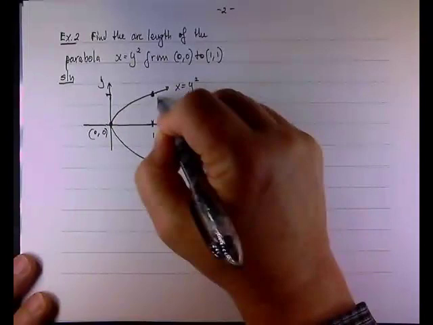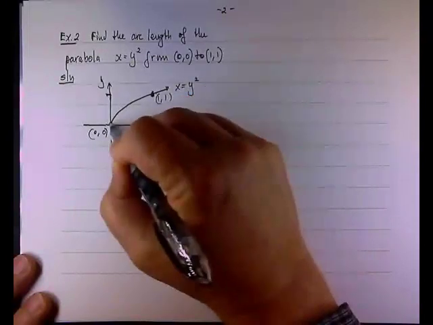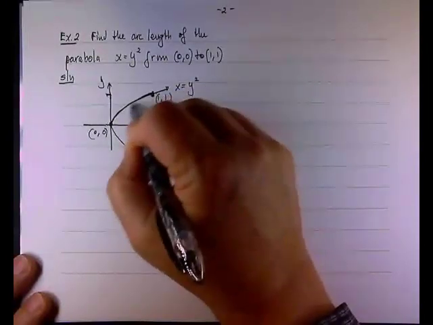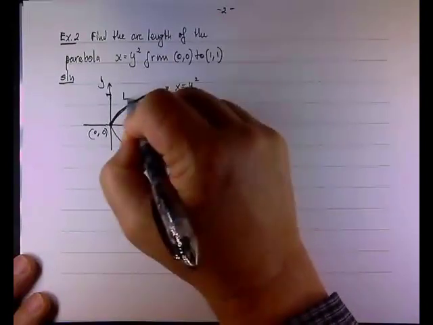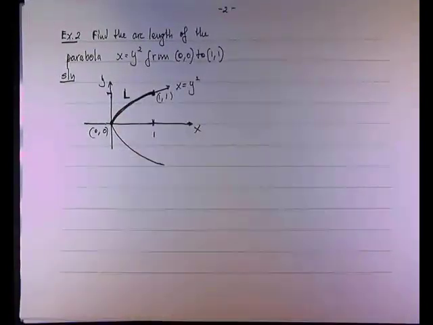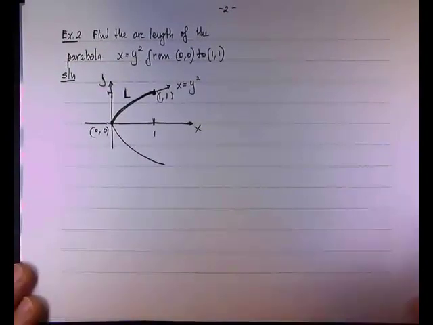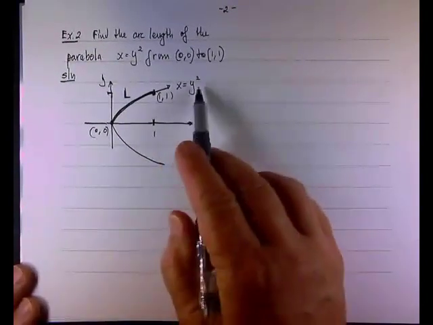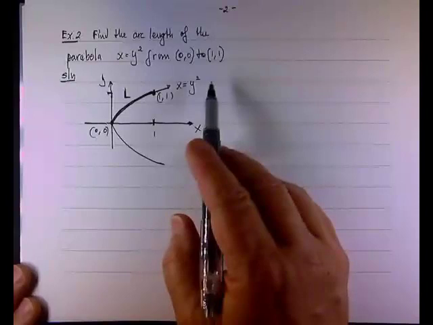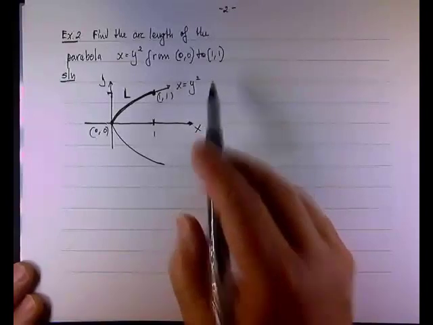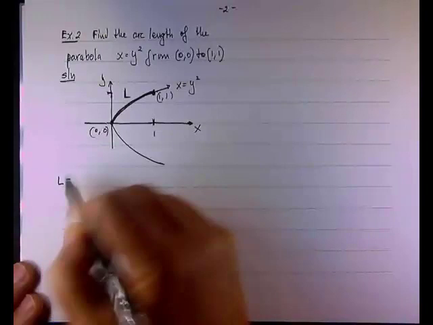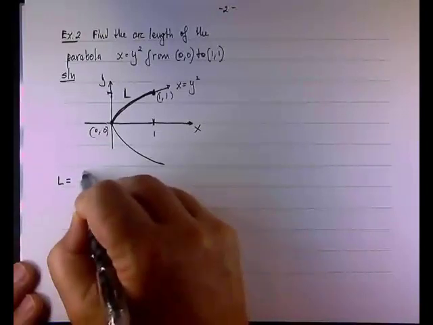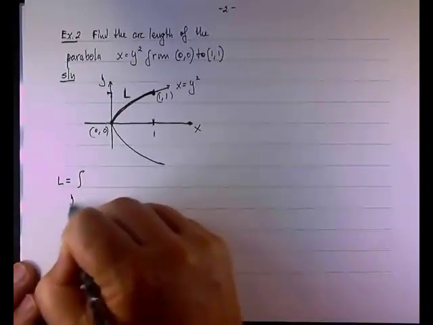So we have (0, 0) as the starting point, (1, 1) is the end point, and the length of the arc is this piece right there. So L is the length of this piece. All right, so we'll go with the definition, and here we have x is g of y, so we're going to use the second representation of the arc length theorem.